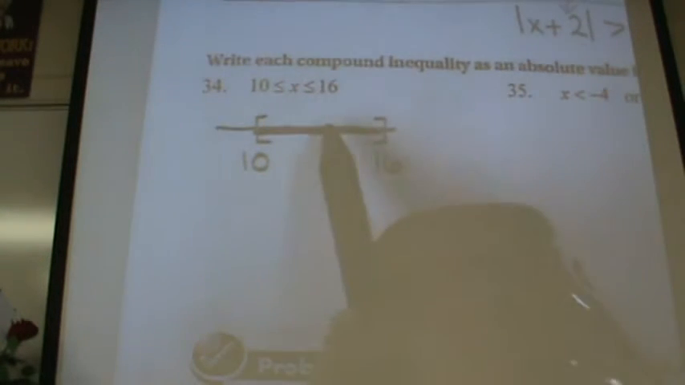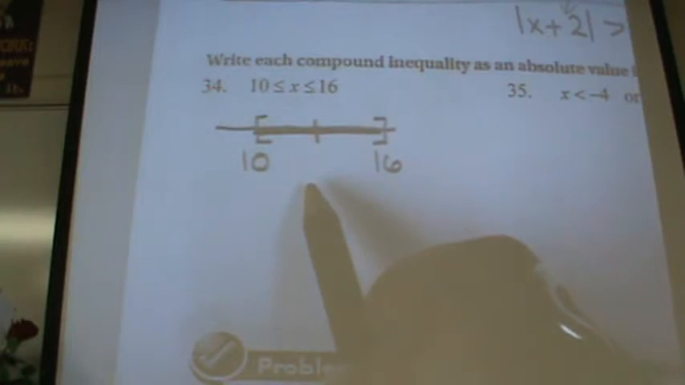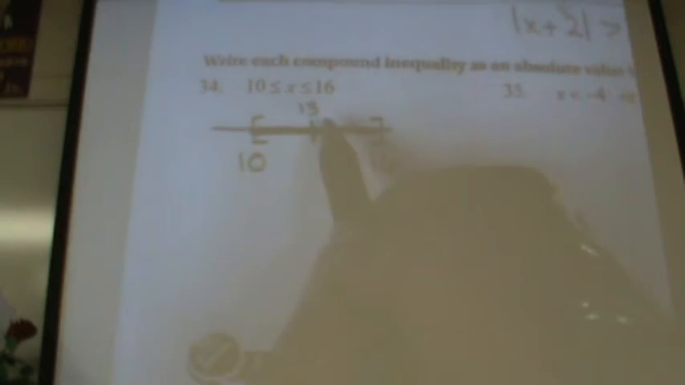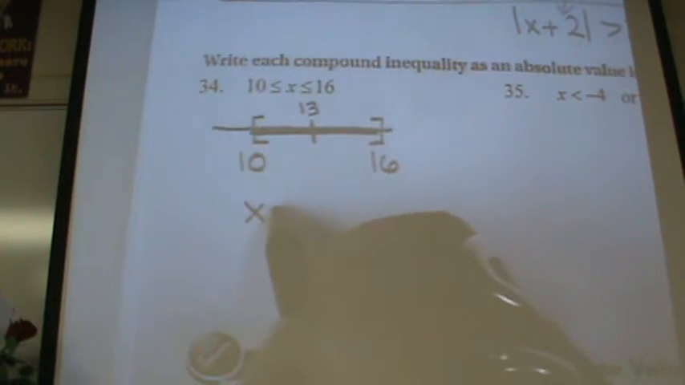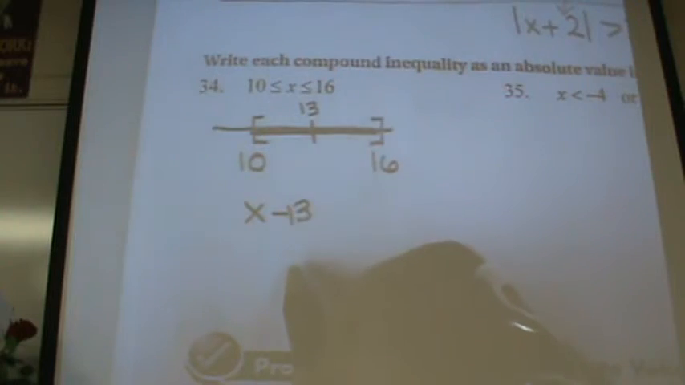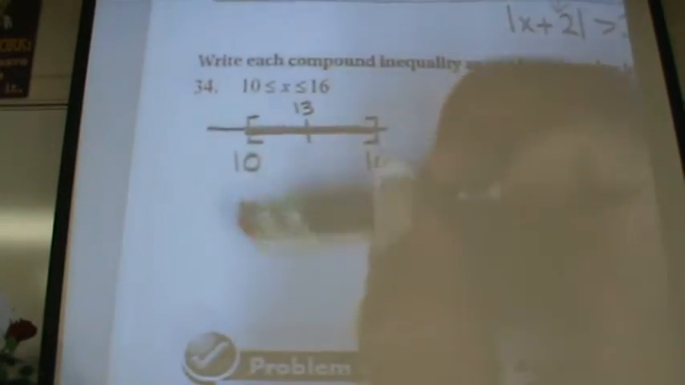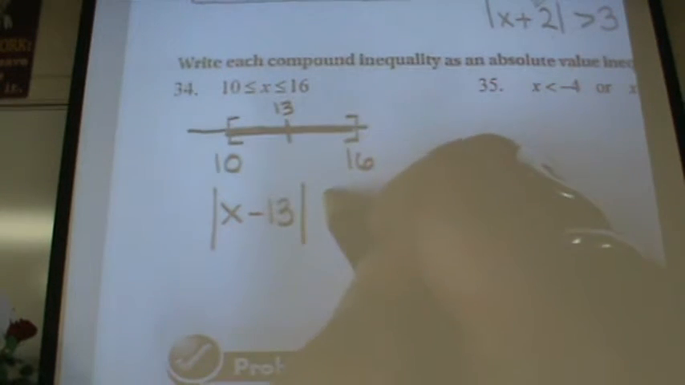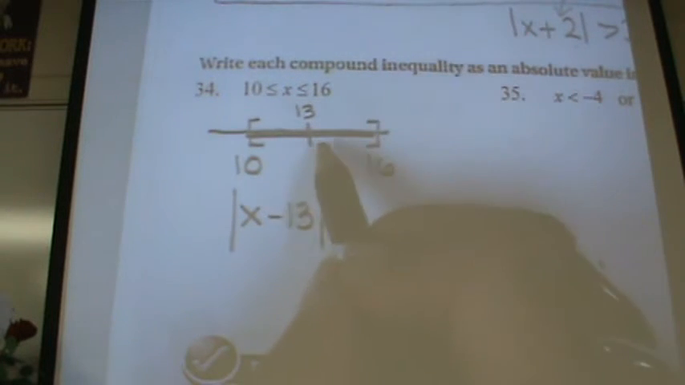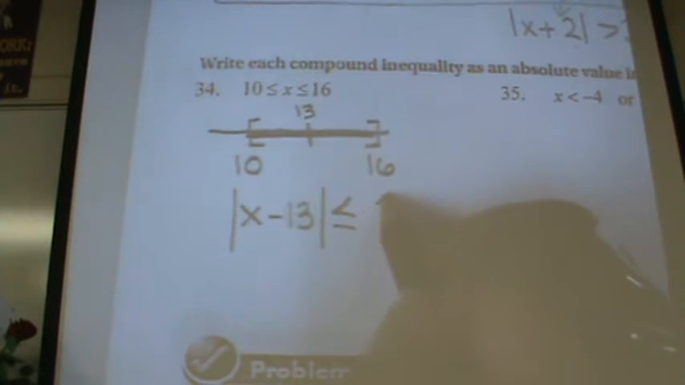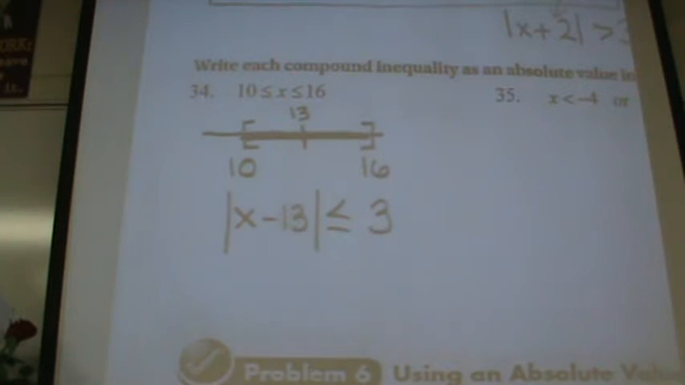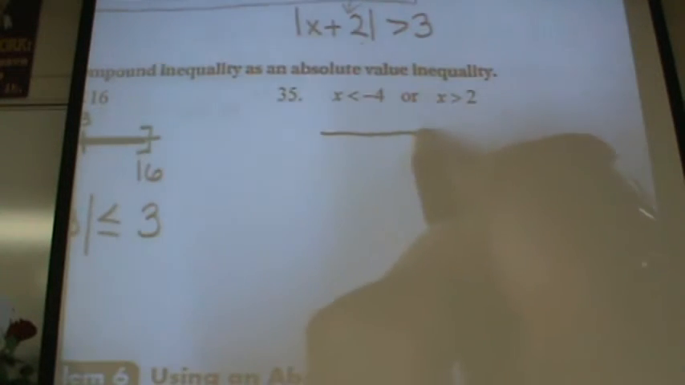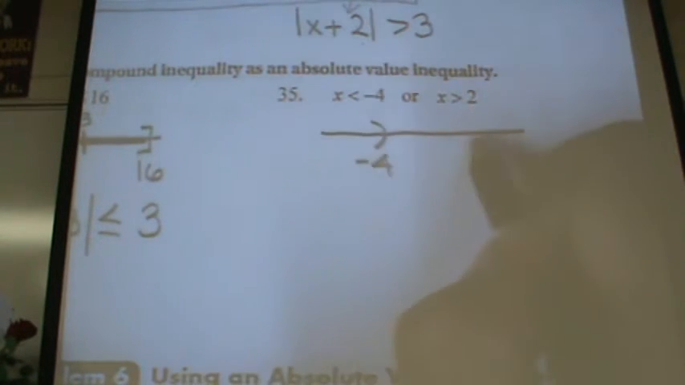Okay, so what's the halfway number here? What is it? 13. You take the opposite of this number, so it's going to be x minus 13. Put the bar around here, and then this is going to be less than or equal to. Now, how many units are you from here to here? You get it? Okay, now this one. This is a negative 4, and this is a 2.